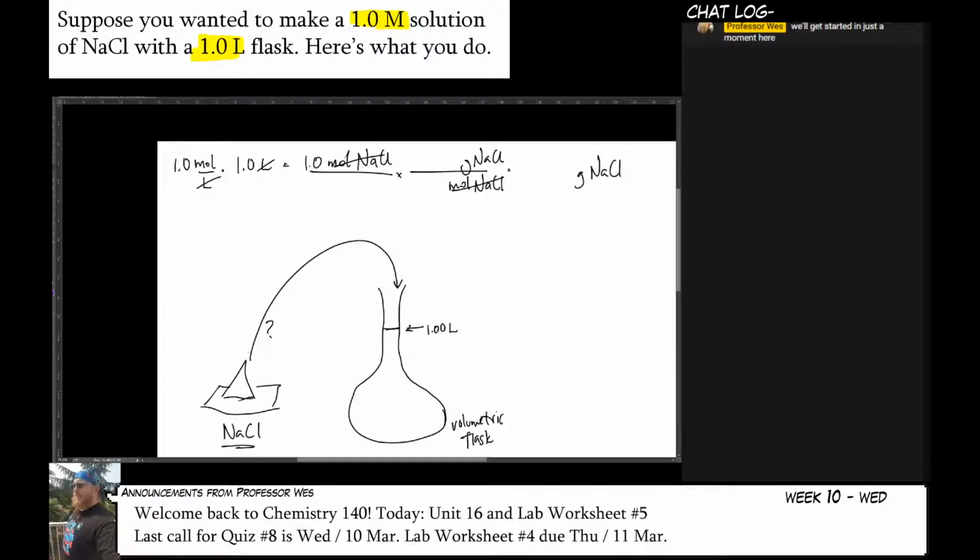Formula did not parse correctly. Oh, I double typed the L in NaCl. Great, that's going to be there forever. 58.44. And that times 1 is just 58, because I only have 2 sig figs.